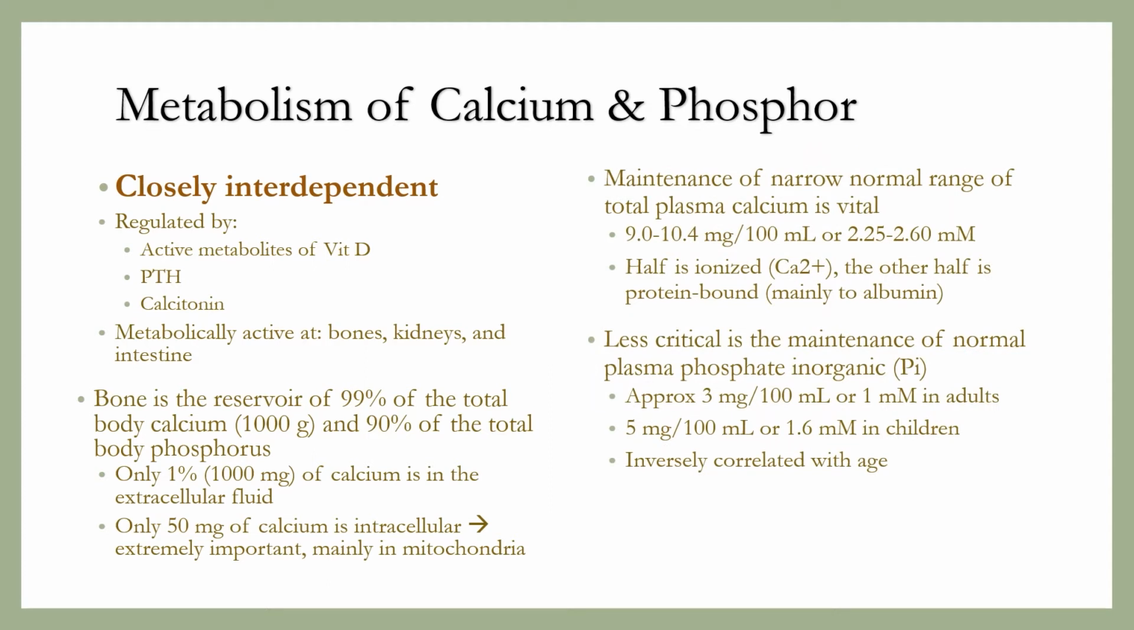The maintenance of a narrow normal range of total plasma calcium is vital. It is around 9 to 10.4 milligrams per 100 milliliters. Half is ionized, the other half is protein bound. Less critical is the maintenance of normal plasma inorganic phosphate, approximately 3 milligrams per 100 milliliters, and 5 milligrams per 100 milliliters in children. This is inversely correlated with age.